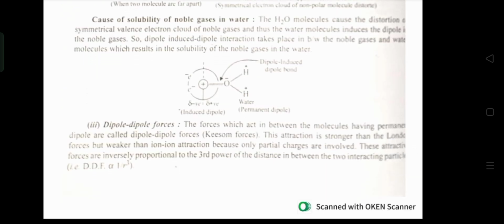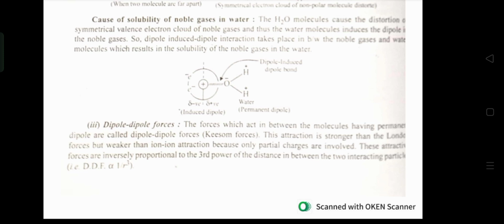Cause of solubility of noble gases in water. The H2O molecule causes the distortion of the symmetrical valence electron cloud of the noble gas, and thus the water molecule induces a dipole in the noble gases. So dipole induced dipole interaction takes place between the noble gases and water molecules, which results in the solubility of noble gases in water.